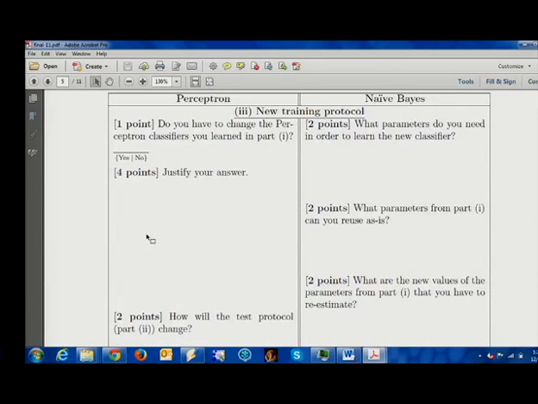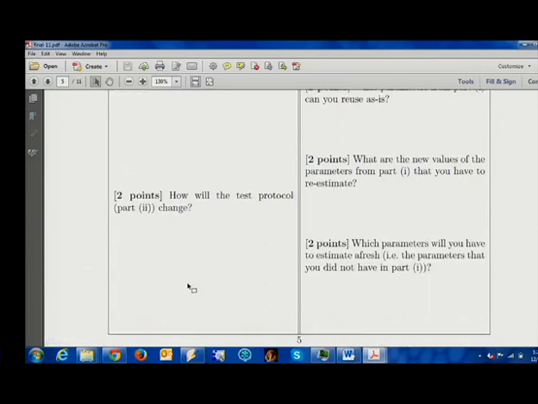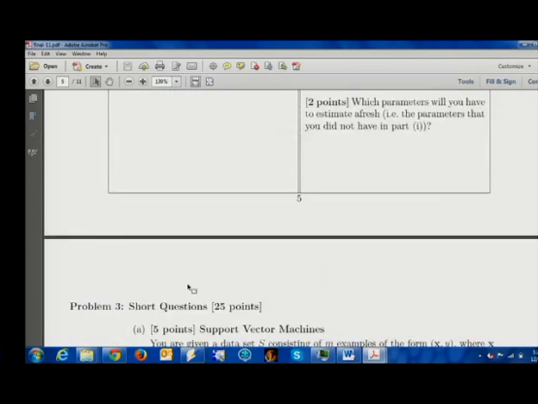So how will the test protocol change? It won't change. It's the same thing, only that now you have 5 classifiers that we generated as we explained. That's it.